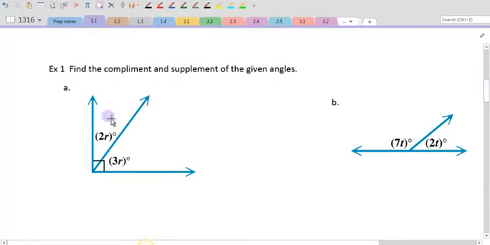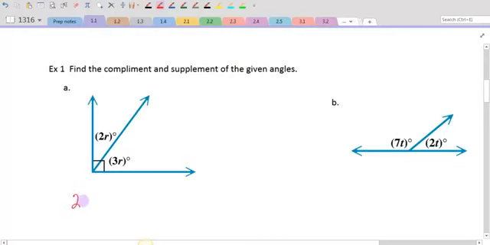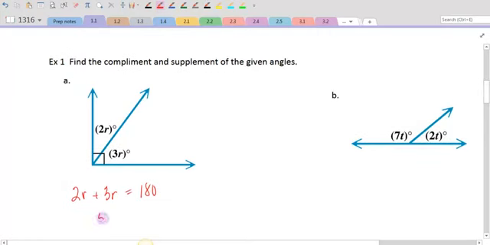So in this first example here, I know that I have complementary angles because this right angle right here is denoted by that rectangle or that symbol right there. So if I know that these two angles are complementary, then I know that the sum of these two angles is equal to 90 degrees. So we can solve this algebraic problem by simply adding the two angles together, which would be 2r plus 3r is equal to 180. When I add that together, I get 5r is equal to 180. Then I'm going to divide both sides by 5, and I find out that r is equal to 18.